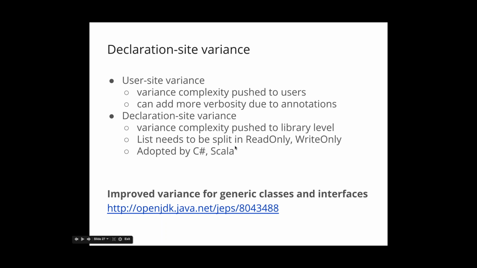Unfortunately, this means that the decision of whether a type can be used covariantly or contravariantly has to be made explicitly at the library level. So you can't have both. Often that means, for example, in the case of List, you need to split the list into the read-only part that's going to be used covariantly and the write-only part that's going to be used contravariantly. So you can get a more complex type hierarchy. But that's what C# and Scala have adopted, and that's what Java hopefully will be adopting as well. It makes a lot of sense in the context of functional interfaces because they can only be used in either a covariant way or a contravariant way. So I'm really looking forward to seeing this happen in Java.